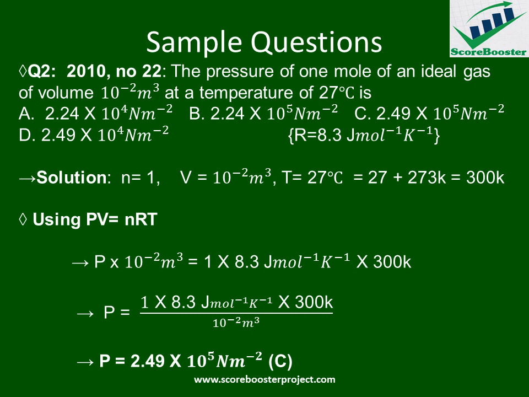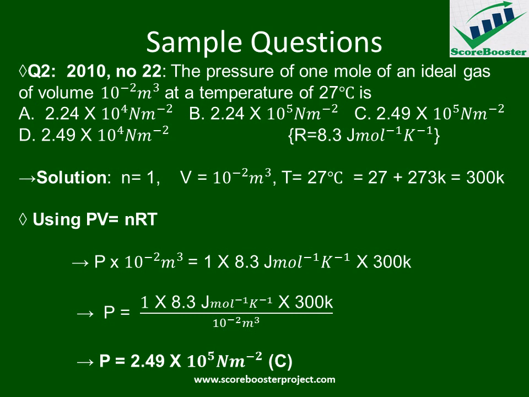In this case, the number of mole n is equal to 1 mole of an ideal gas, so n equals 1. Then the volume V is given to be 10 raised to power minus 2 meter cube, while the temperature T is 27 degrees Celsius, which will be 27 plus 273 Kelvin, making 300 Kelvin.